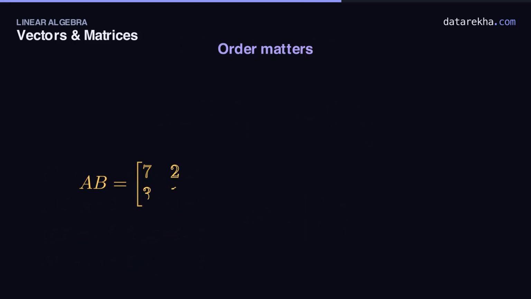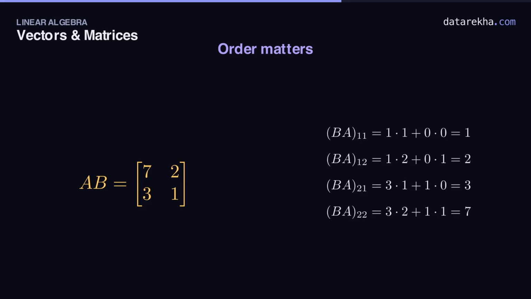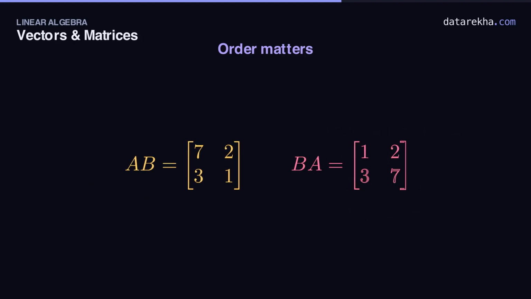Here is a place matrices break with ordinary numbers, and it trips people up constantly. We just found A times B is 7, 2, 3, 1. Now let's compute B times A. Same matrices, opposite order. Row 1 of B is 1, 0. Row 2 is 3, 1. Dotting through the columns of A gives 1, 2, 3, 7. Reading down the entries, B times A is 1, 2, 3, 7.